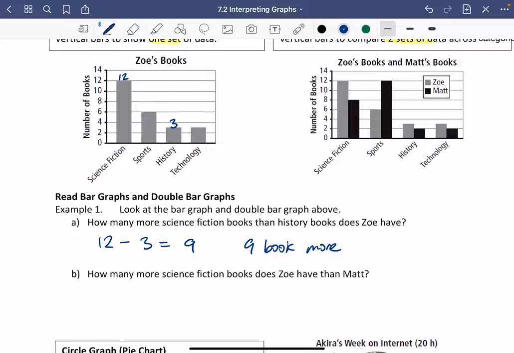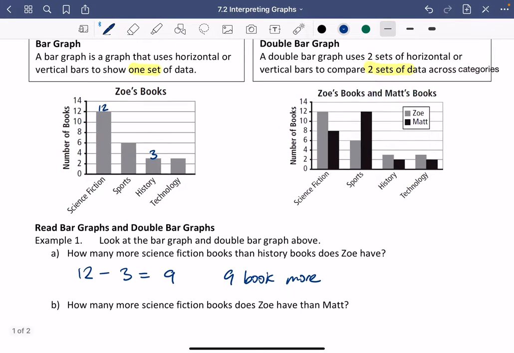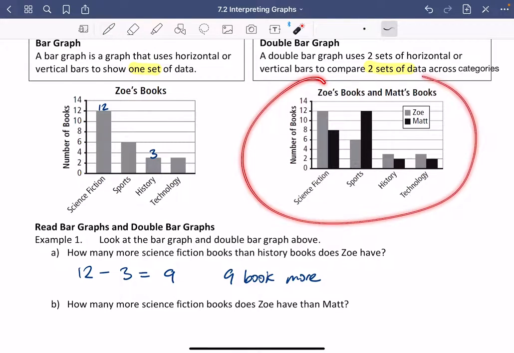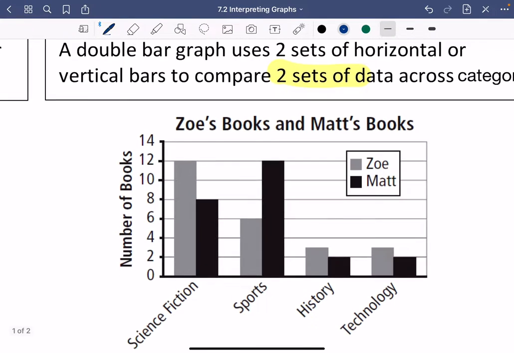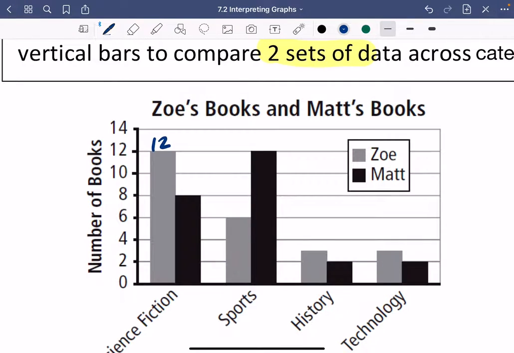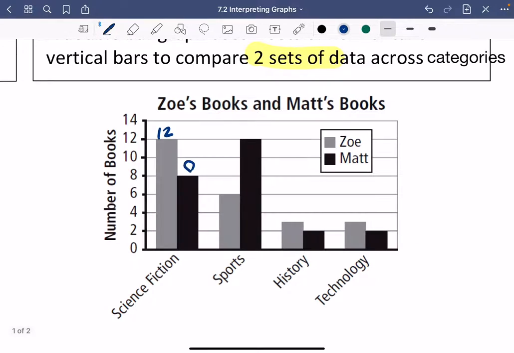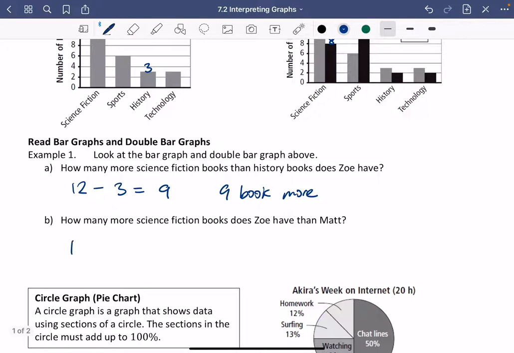Okay, question B: how many more science fiction books does Zoe have than Max? So we're comparing Zoe's books and Max's books, so we use this double bar graph. Now Zoe has 12 science fiction books and Max has 8 of them. So Zoe has 12 minus 8, which is 4. So 4 more books.